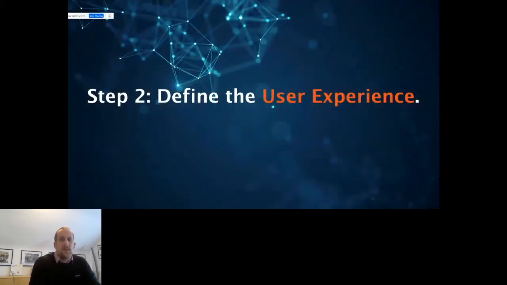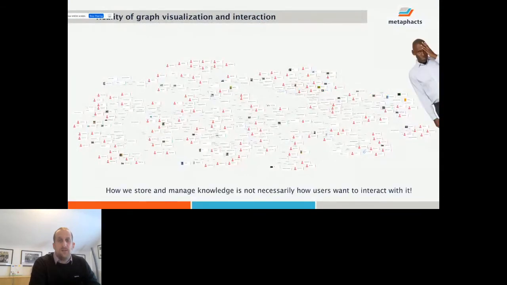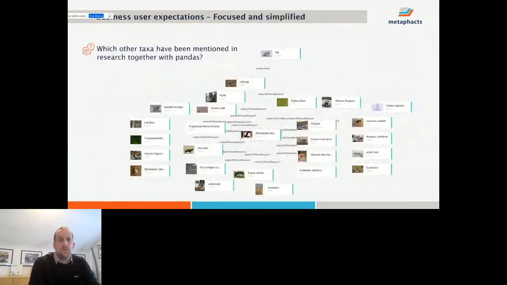The second step is defining the user experience. So if we go back to this graph, well, how we store and manage knowledge, the way we modeled it, is not necessarily how users want to interact with it. They might only be interested in a subset of that. So they might only want to see which other taxa have been mentioned in research together with pandas. So they want to have a kind of inferred view on top of that, where they don't have to traverse every relation, every connection in the graph, but they see specifically focused on what they are interested in.